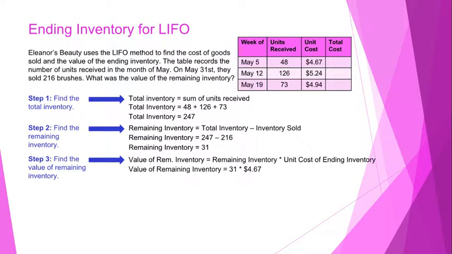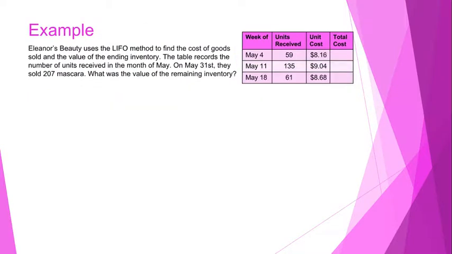Another example: Eleanor's Beauty uses the LIFO method. On May 31st, they sold 207 mascara. What was the value of the remaining inventory? So we find the total inventory. We add up the units received and we get that we received 255. To find how many we have remaining, we take that 255 total and subtract the 207 that we sold. So we have 48 remaining.